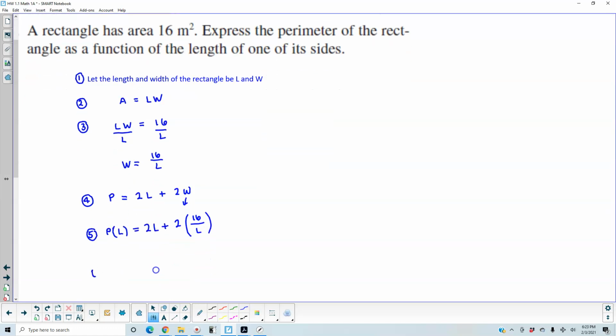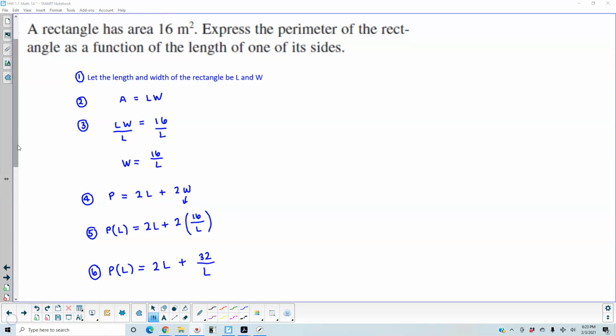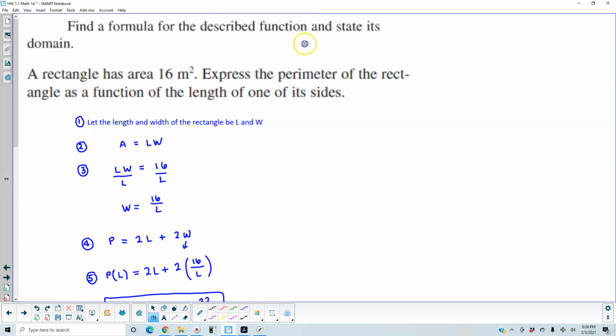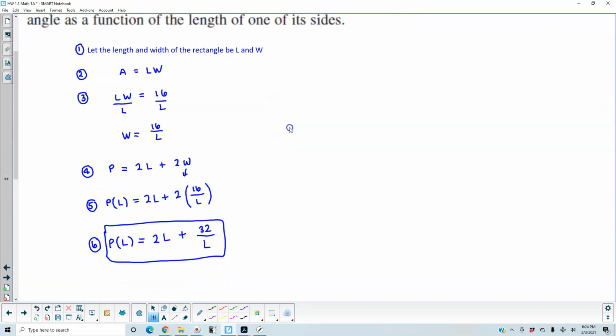And therefore, our function in terms of the length is P of L equals 2L plus 32 over L. So we have our function in terms of length. And now the next part is we need to state its domain. If we want to state its domain, we need to write that in terms of what L represents.